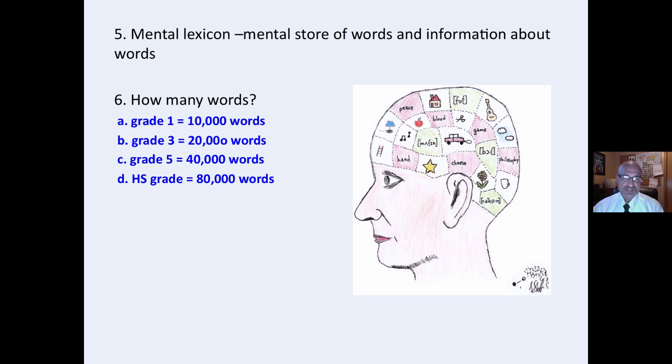Our mental lexicon, or lexicon, is the store of words and the information about those words that we have in long-term memory. When a child enters first grade, he or she knows approximately 10,000 words, 20,000 by third grade, and by the time a student graduates from high school, that student knows approximately 80,000 words.